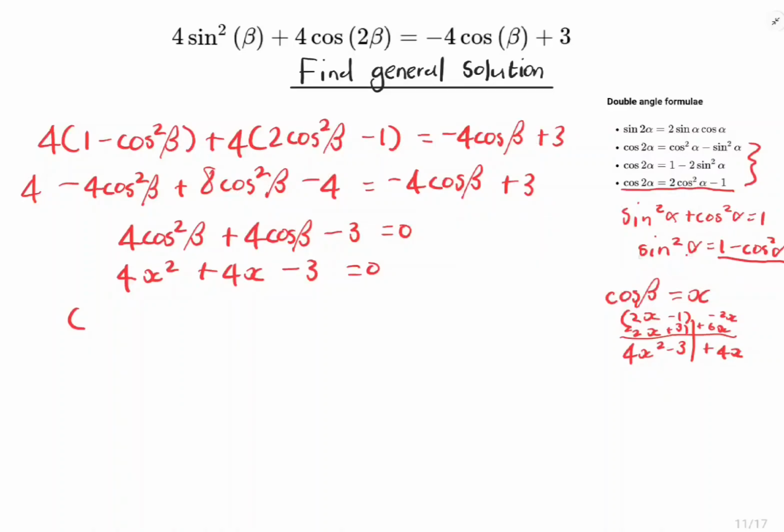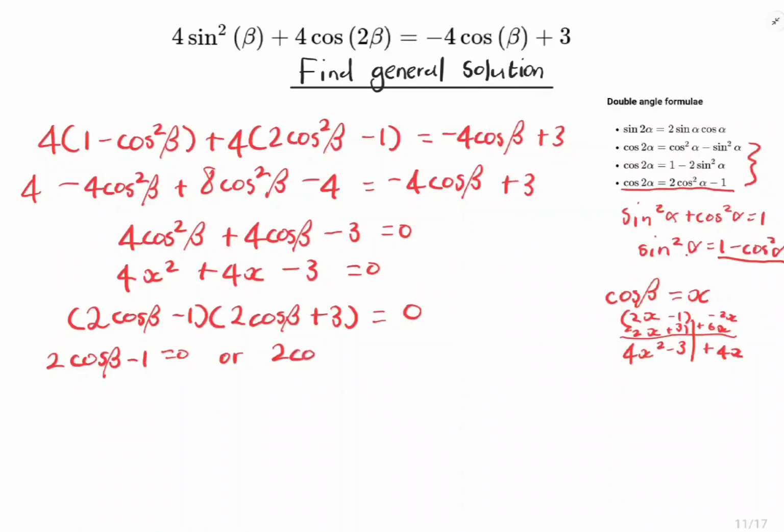And if we substitute x back to cos b, it's going to be (2 cos b minus 1), another bracket, (2 cos b plus 3) is equal to 0, right? And so we know that we can say 2 cos b minus 1 is equal to 0, or 2 cos b plus 3 is equal to 0. Isolating the cos b's for both, we're going to get cos b is equal to a half on the one side. On the other side, it's going to be cos b is equal to minus 3 over 2.